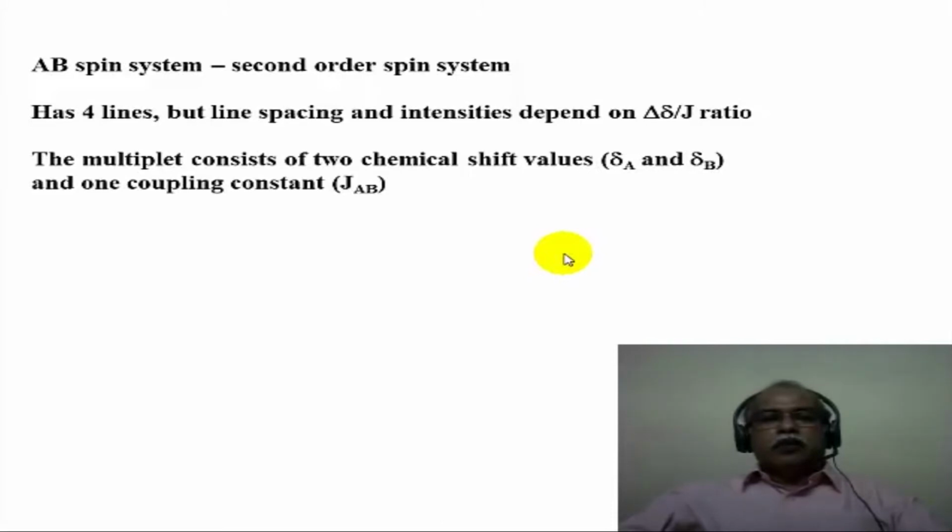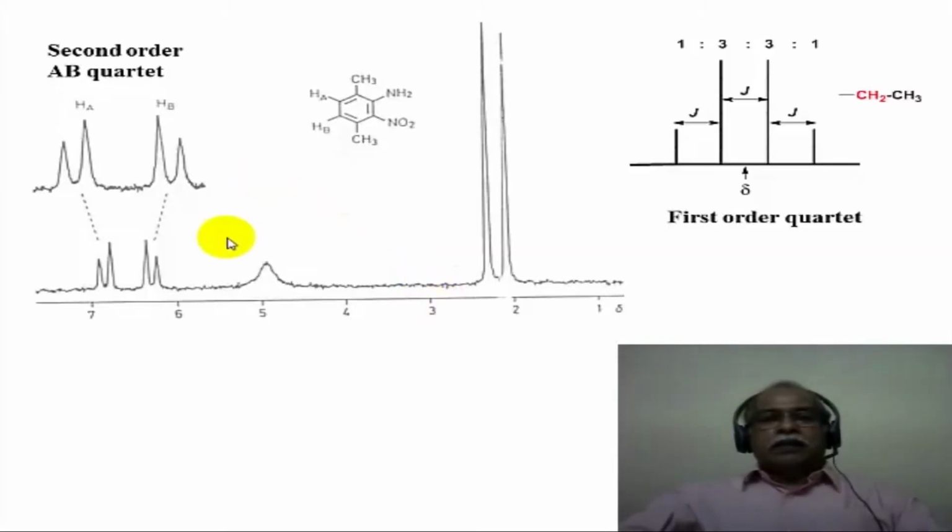Now let us consider a two spin system, namely the AB system. In the AB system, there are two spins, and hence 4 lines are expected, but the line spacing and the intensities depend on the ratio of delta delta to J, and the multiplet consists of two chemical shift values, namely delta A and delta B, and one coupling constant between A and B, namely JAB. Now consider the spectrum of this particular nitroamino derivative of paraxylene. The two aromatic hydrogens are presented here as HA and HB, and they constitute a two spin system, and they appear in this particular pattern.